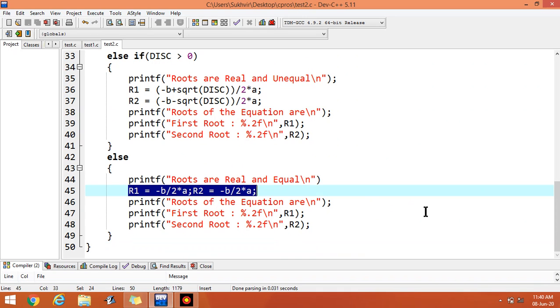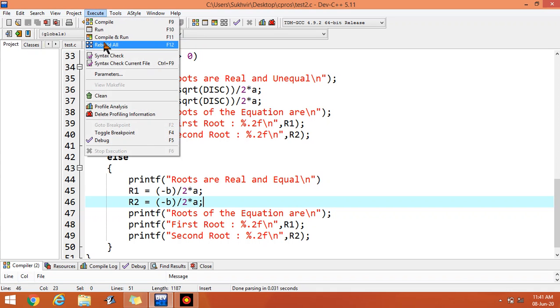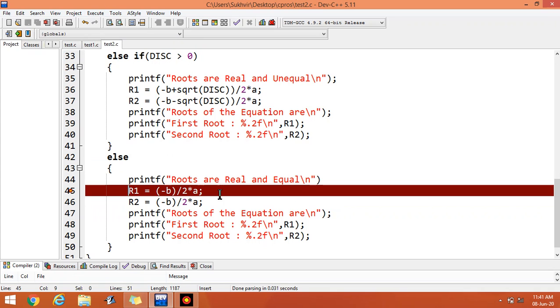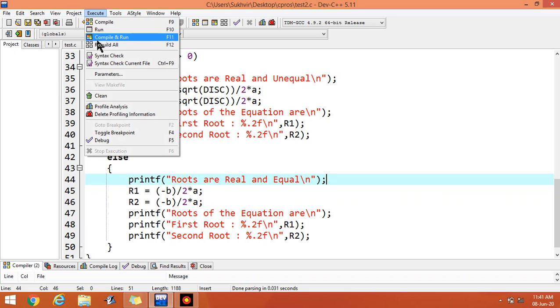Let's write again. R1 is equal to minus B divided by 2A, then R2 is equal to minus B divided by 2A. Then save the program and execute. There is a problem. Okay, a semicolon is required here. Now execute the program.